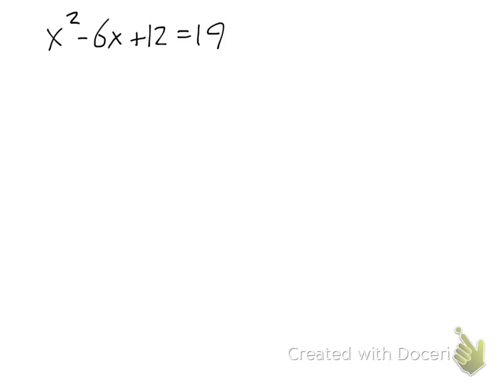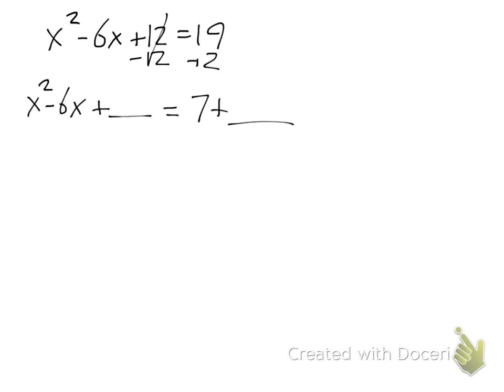Our first problem is x squared minus 6x plus 12 equals 19. So we want to solve this. Our first step said, separate the variables from everything else. To do that, I am going to get 12 to the other side, or subtract 12 from both sides. So I get x squared minus 6x equals 7.